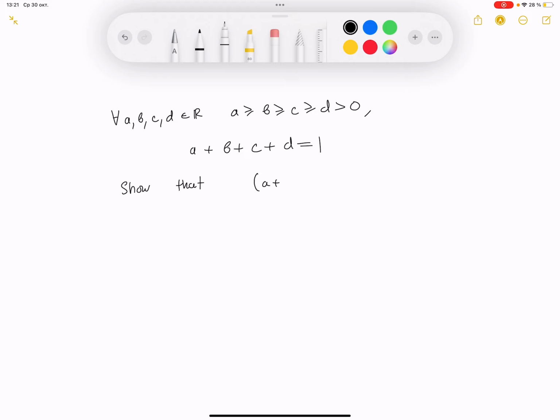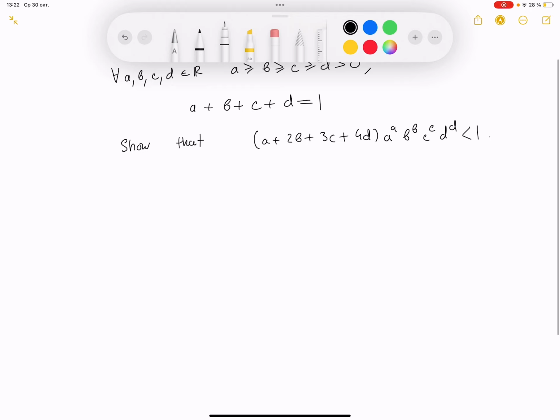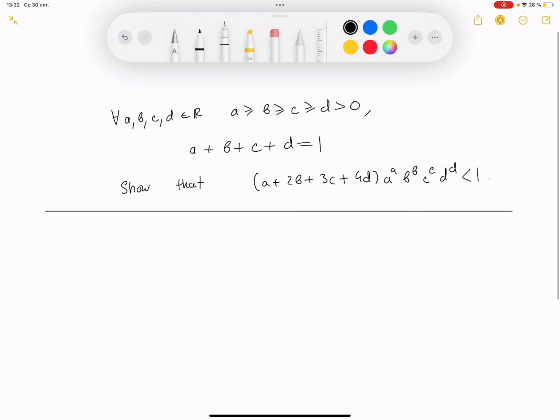(a plus 2b plus 3c plus 4d) times a to the power of a times b to the power of b times c to the power of c times d to the power of d is smaller than 1. Now, to analyze this, we will just use a quick method. So either they're all equal or they're not equal, right?